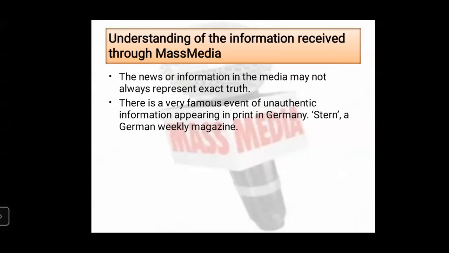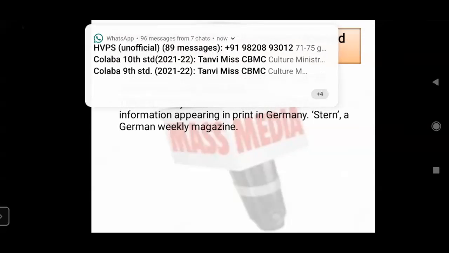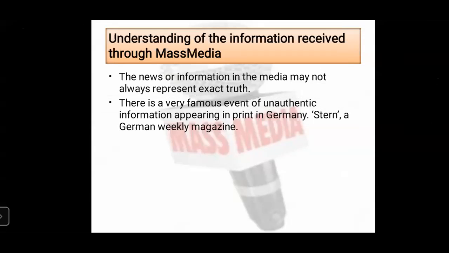There is a very famous event of unauthentic information appearing in print in Germany. Stern, a German weekly magazine, had purchased a number of so-called handwritten diaries of Adolf Hitler. It sold them to various publication companies. The diaries were verified and subsequently the news appeared in print. However, later those diaries were proved to be forged. It becomes apparent from this example that we need to be very careful about the information published in the media.